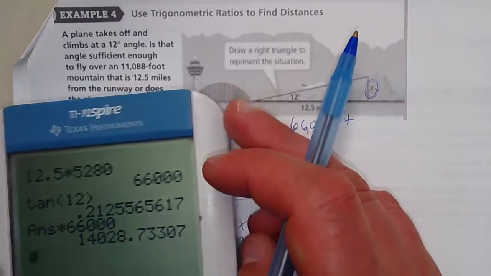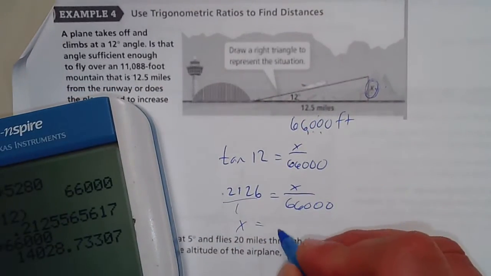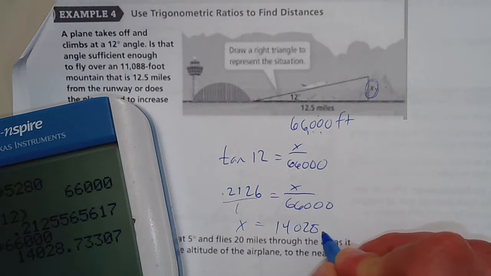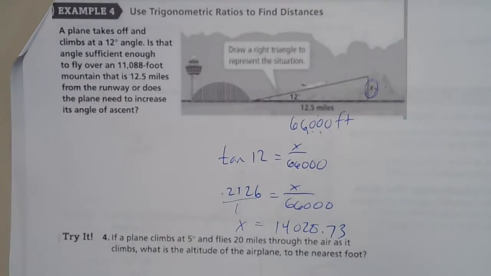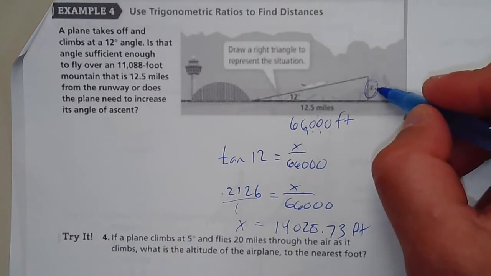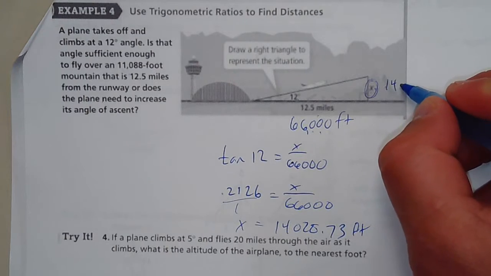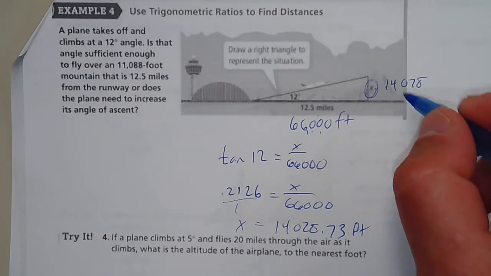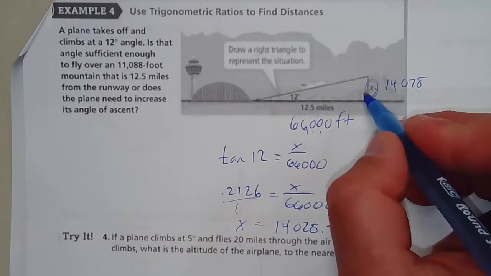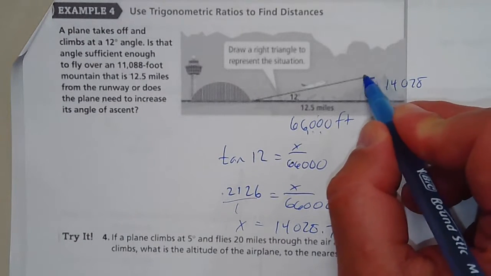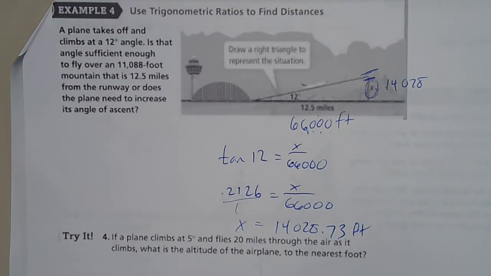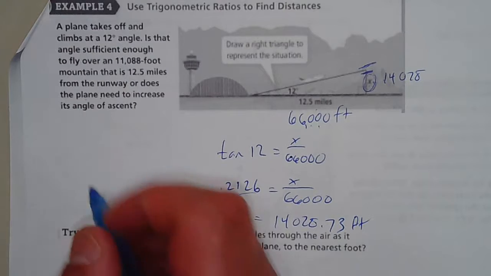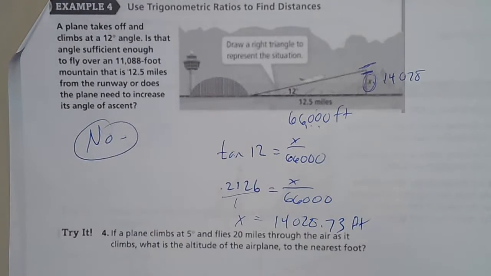So 14,028.73. And again, that's in feet. So that's telling us that this distance right here is this 14,028. Basically, it is going to clear the mountain because the mountain is at like 11,000. This is going to be up high enough, so it is all good. Do they need to increase its angle of ascent? No, they don't.